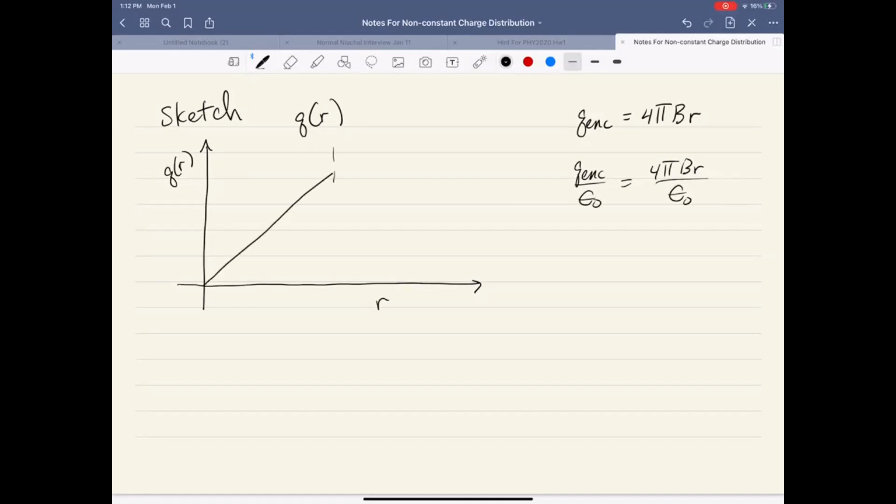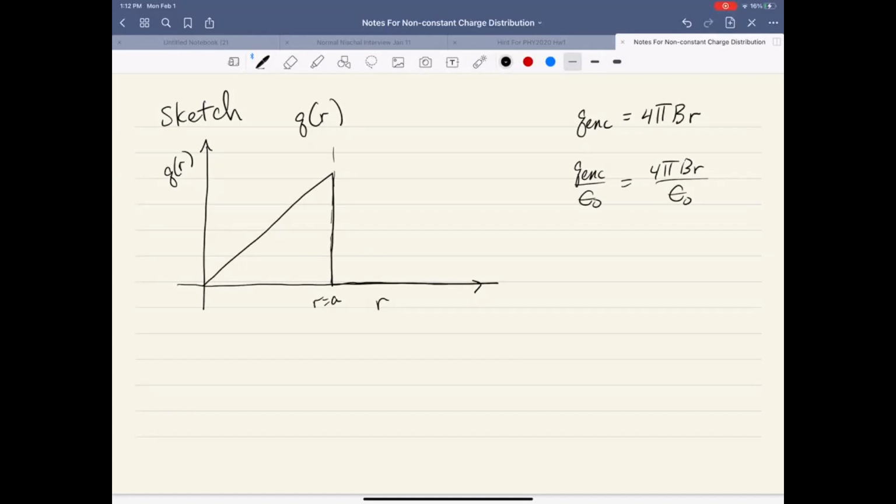Now, here is R equal to A, and at that point it doesn't grow anymore, and you just have no more charge. You could draw your charge distribution like a step function, so that you can see that at R equal to A, it cuts off and there's no more charge after that. Okay, so that's Q of R.